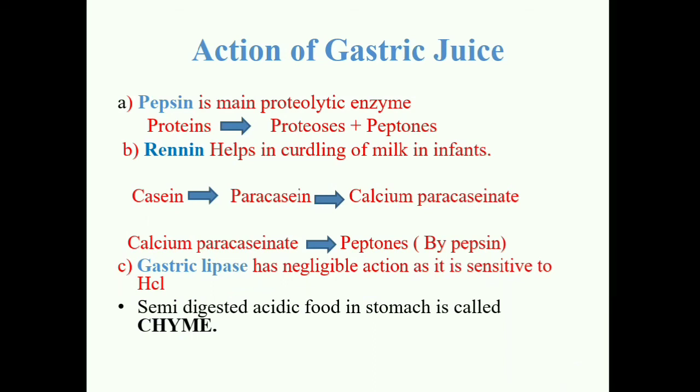So in stomach, when food gets digested, it gets converted to chyme. Chyme is semi-digested acidic food formed in stomach by the action.